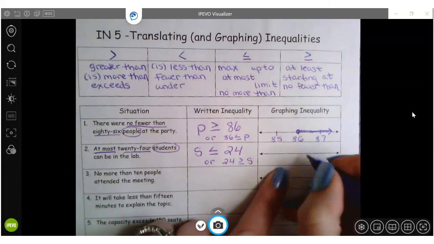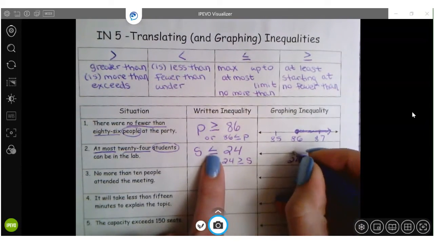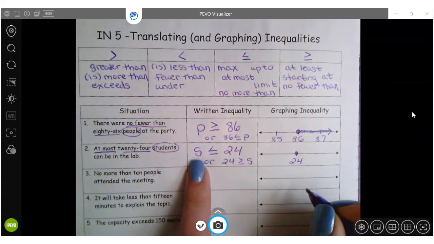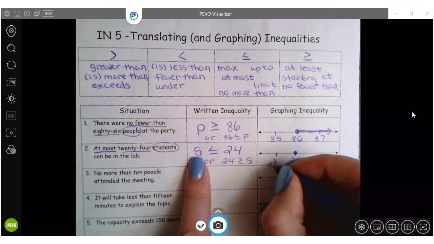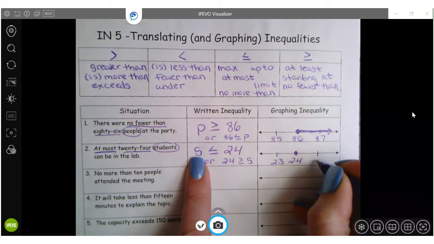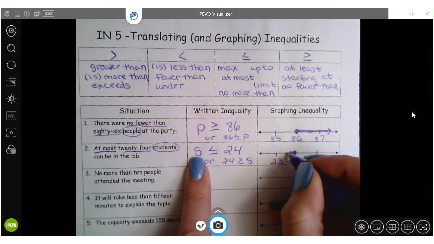So when I graph this, I put 24 in the middle. This would be a closed circle at 24. Oh, I forgot to label this. It would be 23 and 25. My values less than 24 would be to the left.